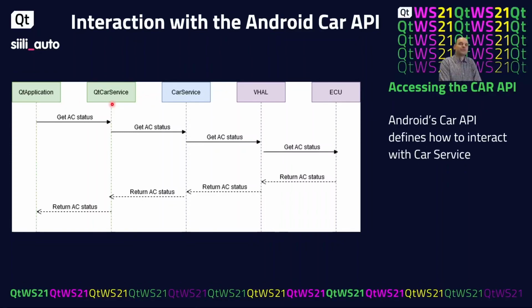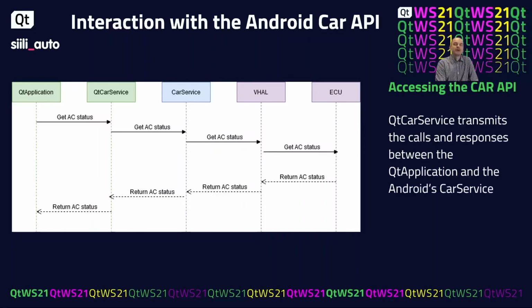Such Qt service is our bridge to the Android's world, our abstraction of how to talk with this new guy here. So our Qt car service hides the Android's details and passes the request and response between the Android car service and the Qt application. In this particular example, we see the whole round trip of the air conditioning status, which the application was asking for. In that way, we would receive the vehicle data.